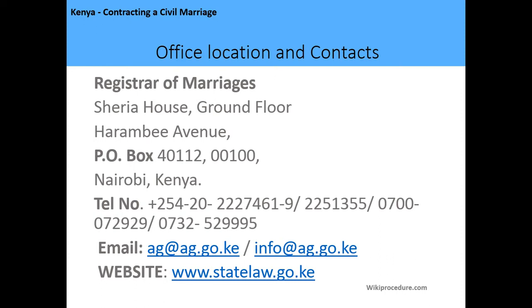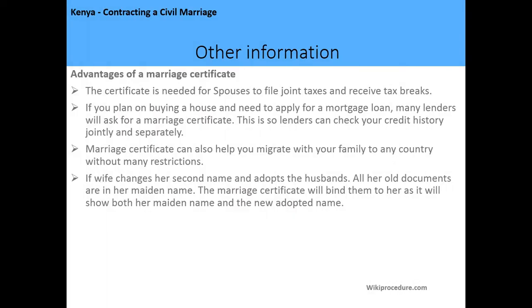The office location of the Registrar of Marriages is at Sheria House, the ground floor at Harambee Avenue in Nairobi, Kenya. You can visit the website through www.statelaw.go.ke. And other information is that the advantage of the marriage certificate is that the certificate is needed for spouses to file joint tax and receive tax breaks.